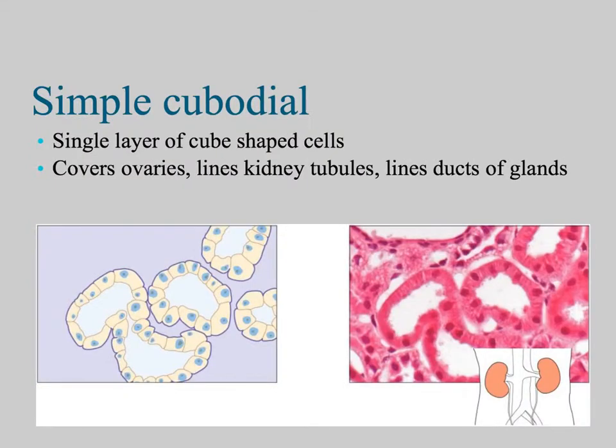So simple, again, one layer. Cuboidal, these are cells that look like little cubes, or at least a little more round as opposed to flattened. These are found in the ovaries, the kidney tubules, different ducts of various glands. So again, you can see here they are epithelial cells that are facing into a hollow organ. So this is an empty space here in the middle. So as I said, they're either on the outside or on the inside of a hollow organ.